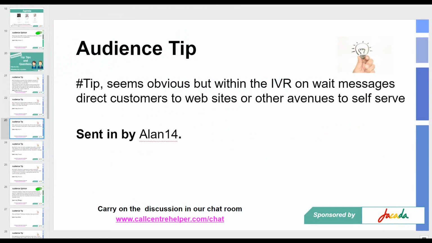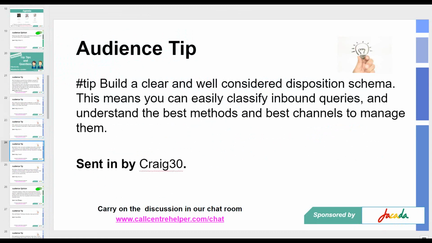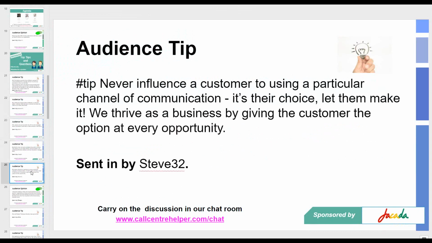So in general, I think this is probably important, but may or may not make a substantive difference in the breakdown of contact deflection. And Craig has said, and I think this ties in with Bill's point, build a clear and well-considered disposition schema, which I guess is like wrap-up codes. This means you can easily classify inbound queries and understand the best methods and the best channels to manage them. I like that. Steve said, never influence a customer to use a particular channel of communication. It's their choice. Let them make it. We thrive as a business by giving the customer the option at every opportunity.